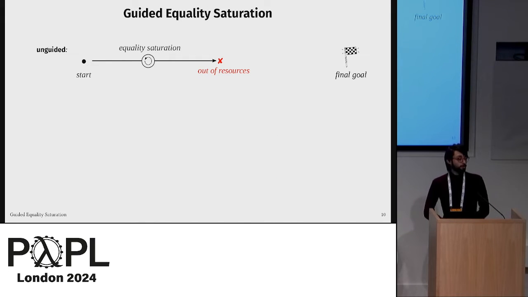So to summarize the problem, we are trying to achieve a final goal using equality saturation, but we are running out of resources before achieving our goal. So what can we do about it? And that's where our technique, guided equality saturation, comes in.